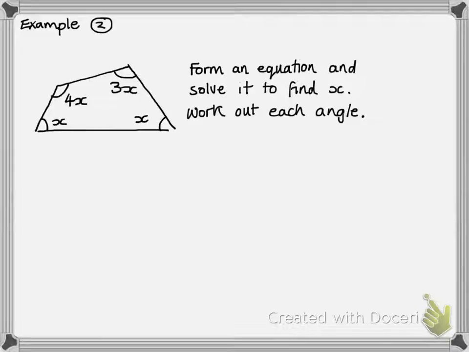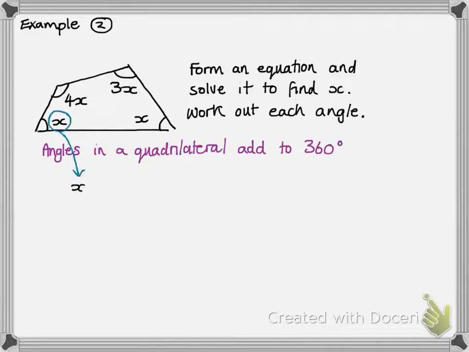Well, if the question doesn't tell us anything about the lengths of the sides, then it must be a question to do with angles. Maybe we've remembered something about the angles in a quadrilateral. Angles in a quadrilateral must add up to 360 degrees. That will give us our equation.